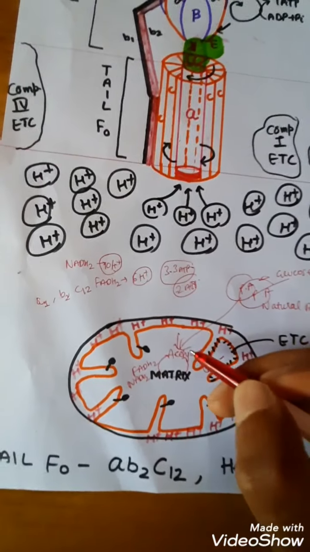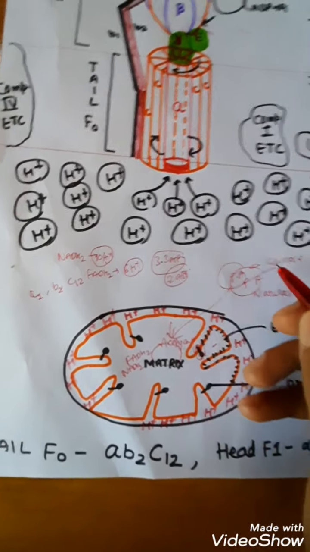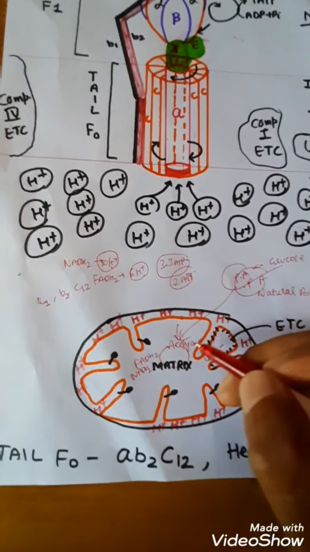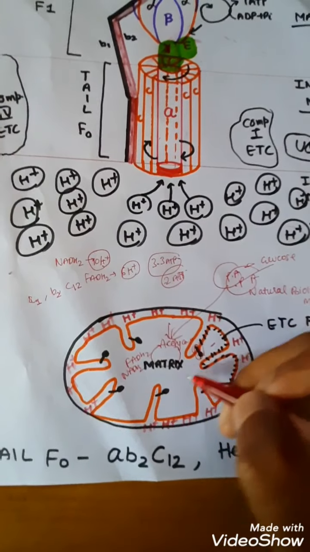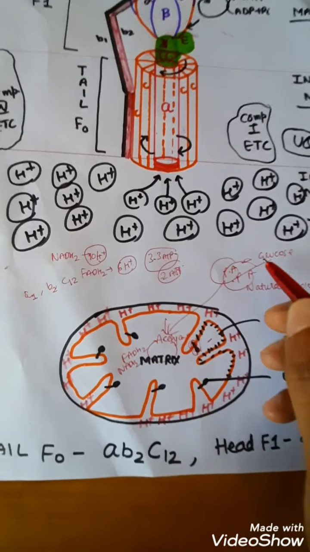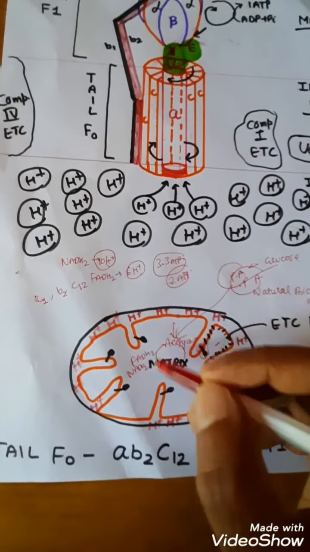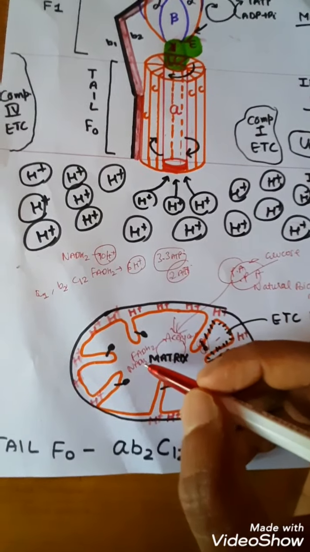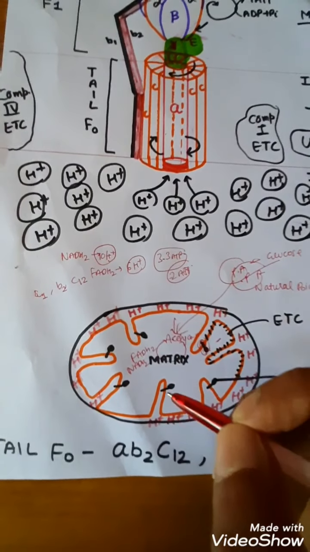Note that for one pyruvic acid, there will be one Krebs cycle, and the glucose produces 2 pyruvic acid. So there will be 2 Krebs cycles in the matrix of the mitochondria for one glucose molecule. So as a result of the Krebs cycles, there is the generation of NADH2 and FADH2 inside the matrix.